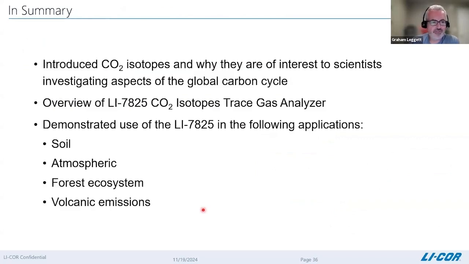Okay, so in summary, we've introduced CO2 isotopes and why they're of interest to scientists investigating aspects of the global carbon cycle, provided an overview of the 7825 CO2 isotopes trace gas analyzer, and finally demonstrated use of the instrument in soil applications, atmospheric monitoring, forest ecosystem sites, and also for volcanology groups looking at volcanic emissions.